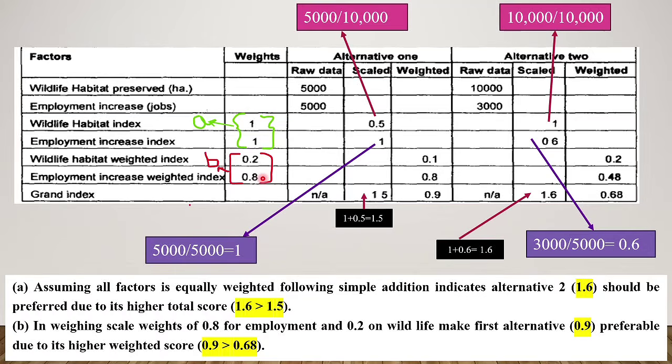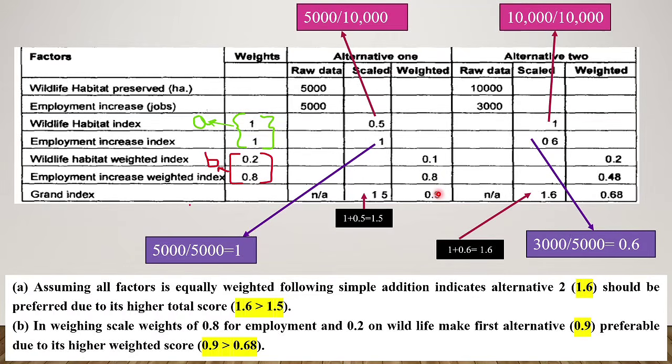We will calculate it by multiplying this wildlife habitat value with this weighted index: 0.5 into 2, 0.1, then 1 into 0.8, 0.8. Then we'll combine both these values, we'll get 0.9.